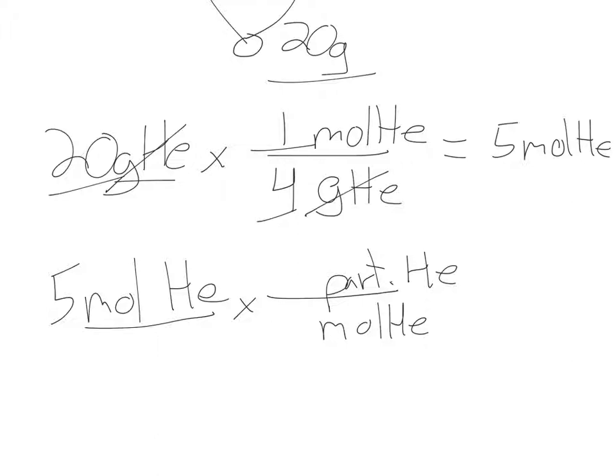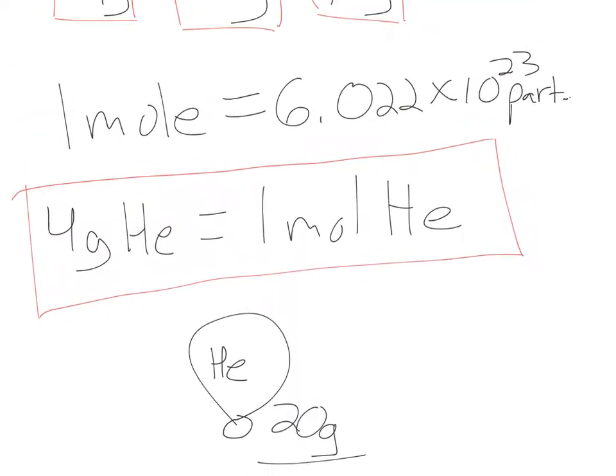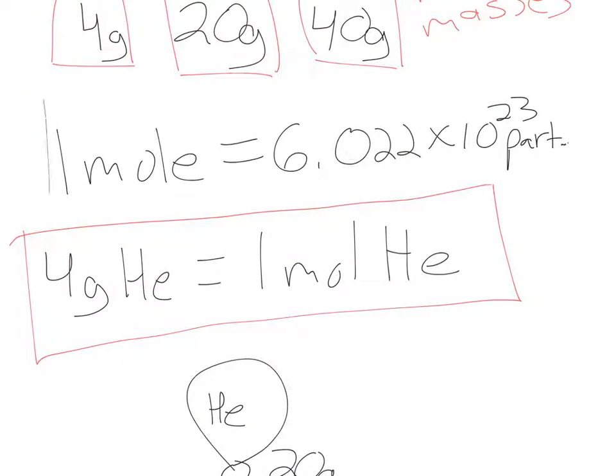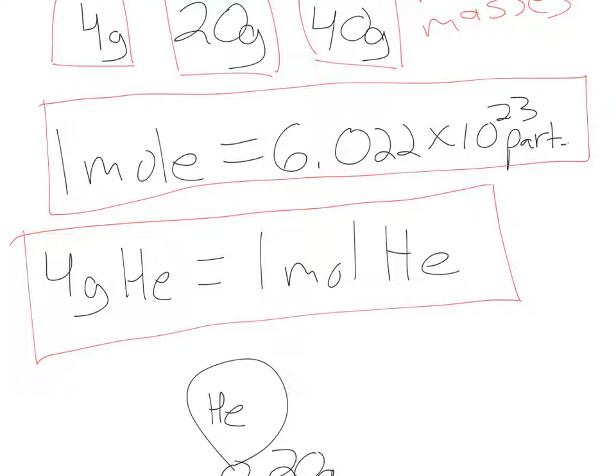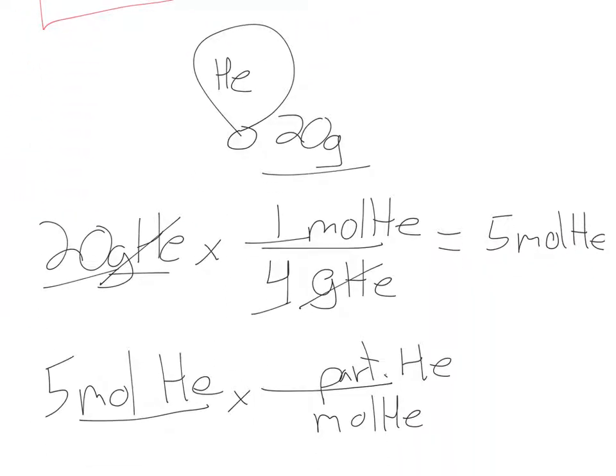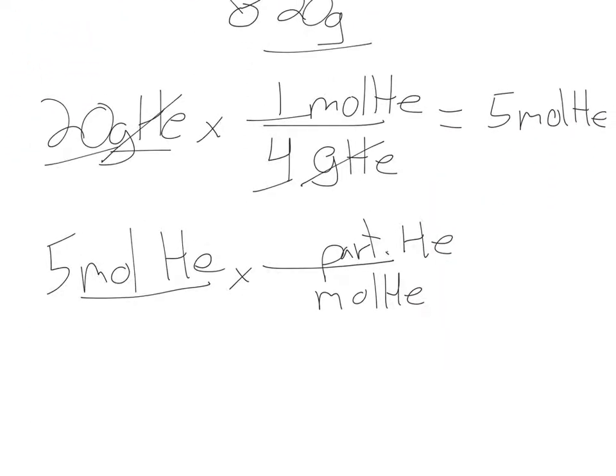But I need the top and bottom to be equal. I need a conversion factor. So let me go look. There it is. 1 mole is the same as 6.022 times 10 to the 23rd particles. So I can use that here. I can say that 1 mole is equal to 6.022 times 10 to the 23rd.